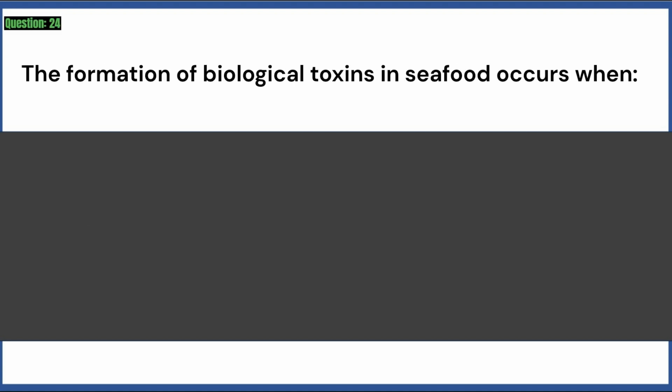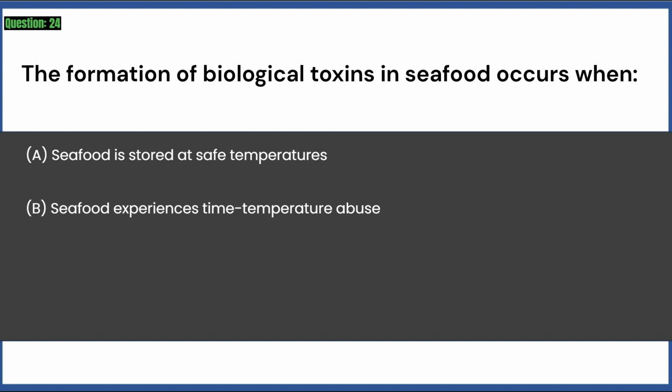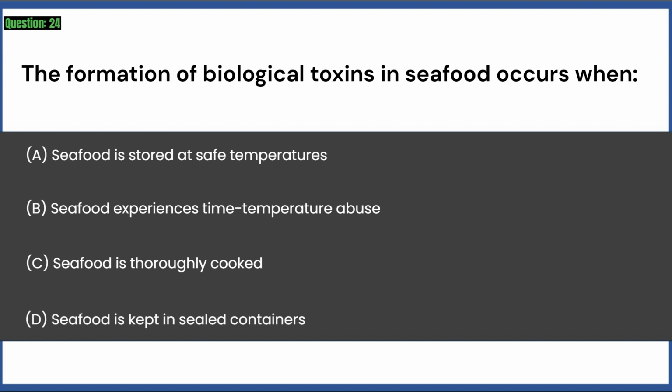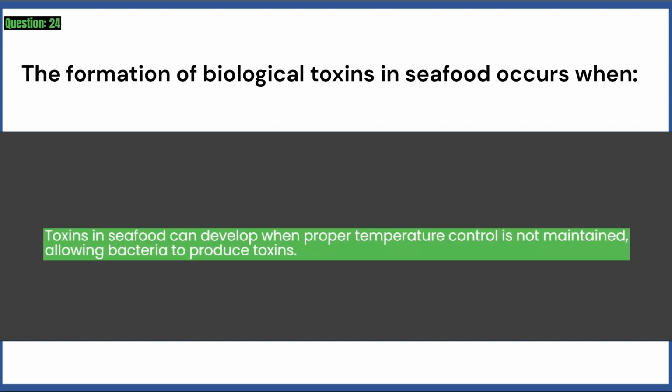The formation of biological toxins in seafood occurs when: A. Seafood is stored at safe temperatures. B. Seafood experiences time temperature abuse. C. Seafood is thoroughly cooked. D. Seafood is kept in sealed containers. Answer: B. Toxins in seafood can develop when proper temperature control is not maintained, allowing bacteria to produce toxins.